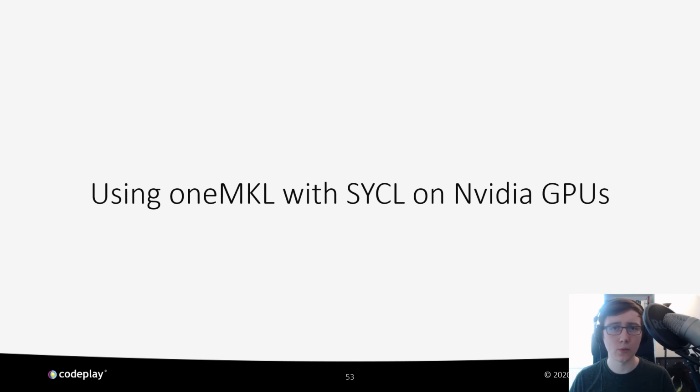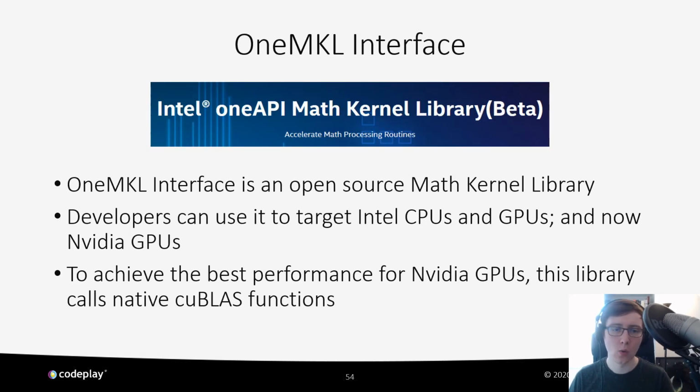Let's have a look at the OneMKL project and how we use SYCL for CUDA's interop features to enable it to work on Nvidia hardware. OneMKL is a math kernel library. Developers can use it to target Intel CPUs, GPUs, and now Nvidia GPUs as well. In order to achieve the best performance possible on Nvidia hardware, the OneMKL library uses a cuBLAS backend, cuBLAS of course being the CUDA-based hardware accelerated implementation of BLAS.